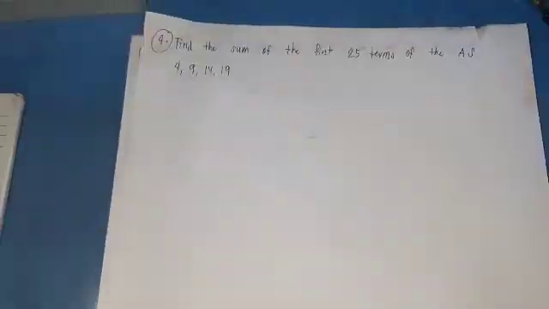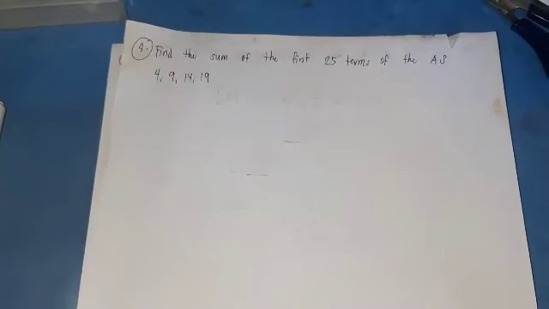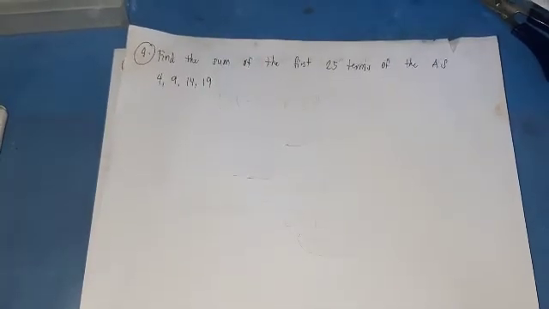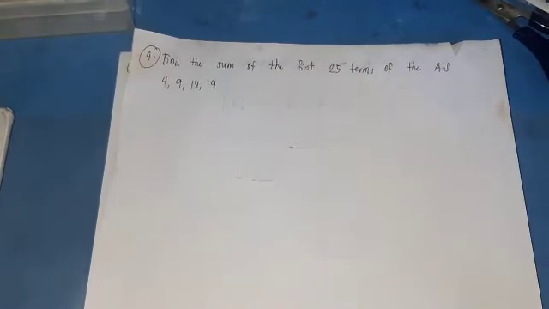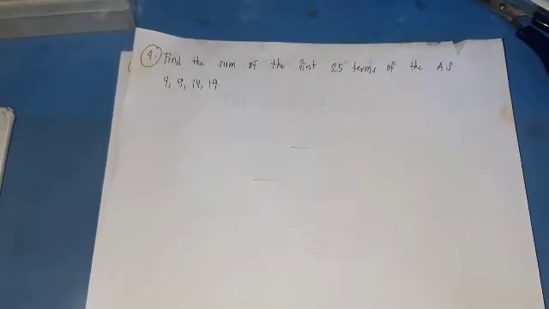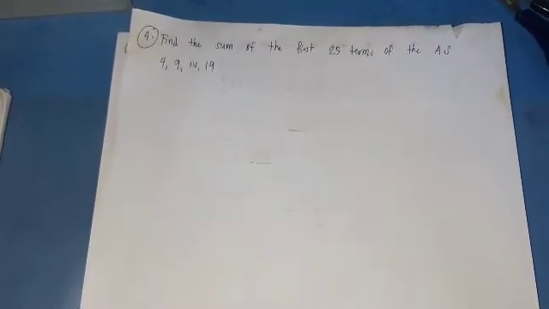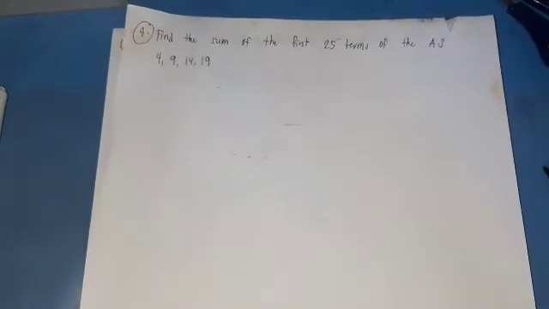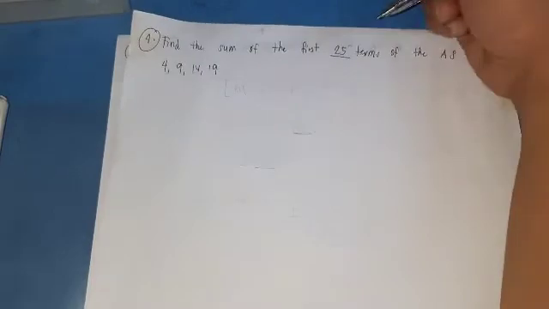Okay. Let's solve our last example. So, I want you to challenge yourselves and try to answer this number 4. What if we're going to find the sum of the first 25 terms of the arithmetic sequence 4, 9, 14, and 19? What will be the answer? What have you noticed with our example number 4 from our previous examples? Yes, the number of terms that we're going to look at is 25 terms already.